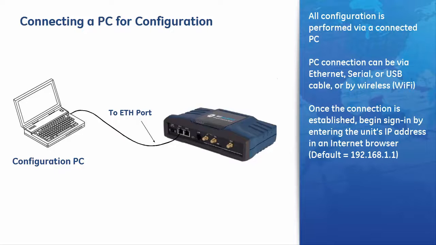There are several ways to connect to the unit with a computer. This may be done by way of a hardwired Ethernet, serial, or USB cable, or by wireless Wi-Fi. In this example, we'll use a hardwired Ethernet cable. We've already connected one end of the cable to the Orbit unit, so we need only connect the other end to the PC's LAN Ethernet port.